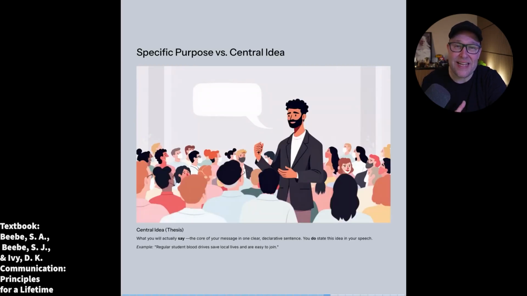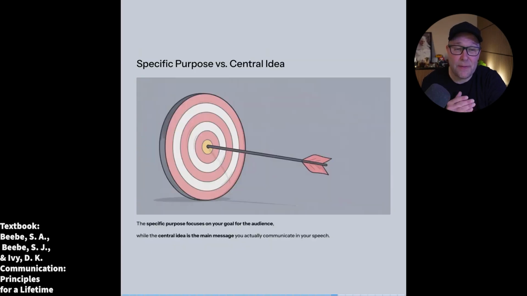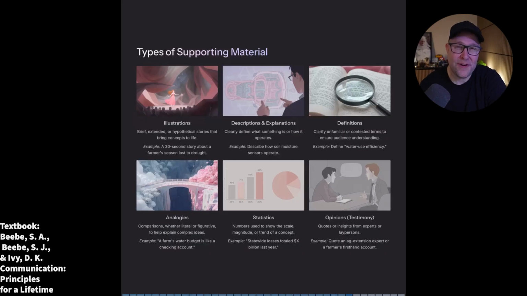The central idea or thesis is what you will actually say. It's the core of your message in one clear, declarative sentence. You do state this idea in your speech. For example, regular student blood drives save local lives and are easy to join. The specific purpose focuses on your goal for the audience, while the central idea is the main message you actually communicate during your speech. What are different types of supporting materials?